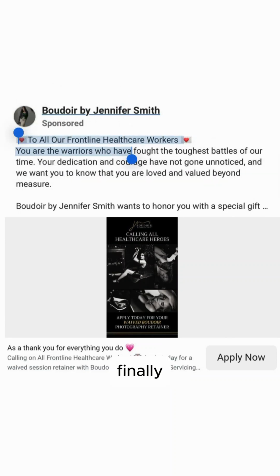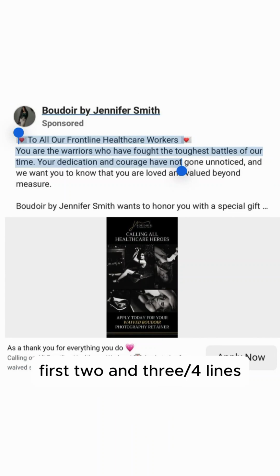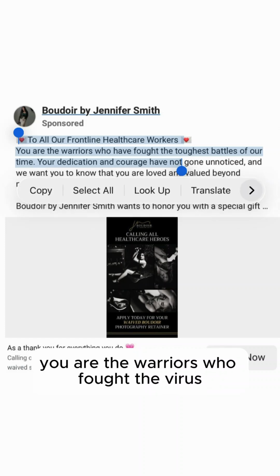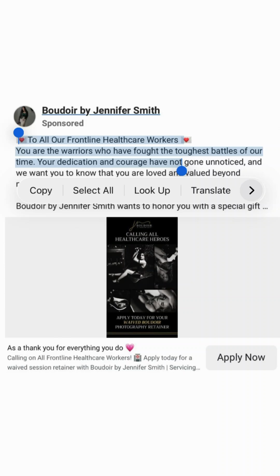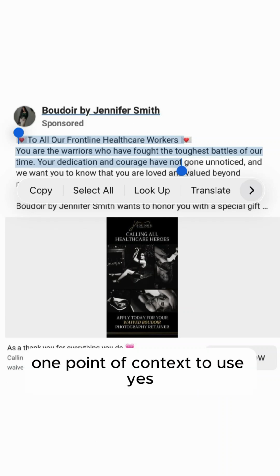Finally, look at the headline, the first 2 3/4 lines. Facebook newsfeed mobile: "To all our frontline healthcare workers, you are the warriors who have fought the toughest battles of our time. Your dedication and courage." All right, so yeah, we only got one point of context here.